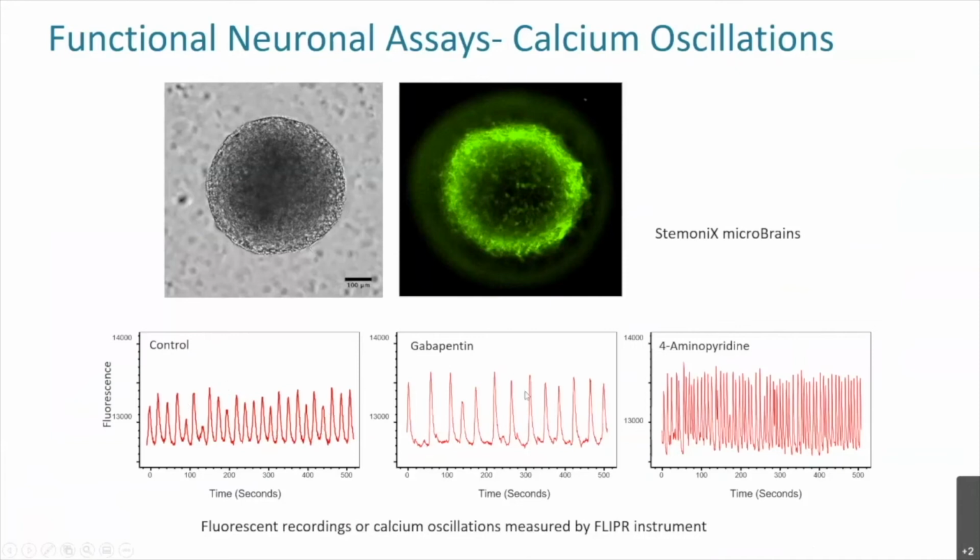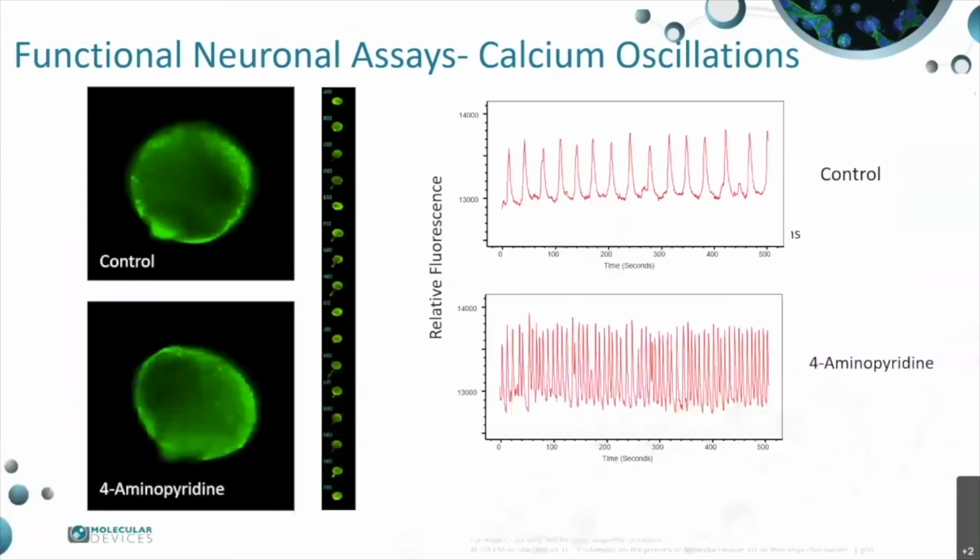Here's one treated with gabapentin, which is an agonist of inhibitory neurons. So you can see slowdown of oscillation and also increase of amplitude. Here you can see increase of amplitude and also increase of frequency after treatment with 4-aminopyridine, which is a stimulator. So those recordings were done by the FLIPR instrument. And also you can do imaging by recording on the IXM-C. And these are some examples of those recordings.